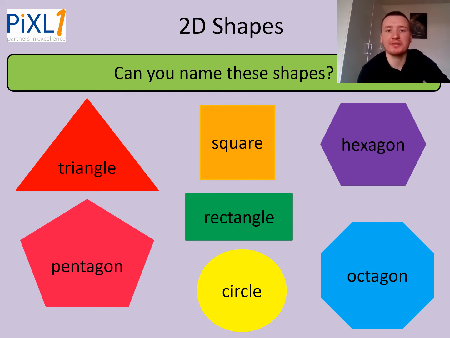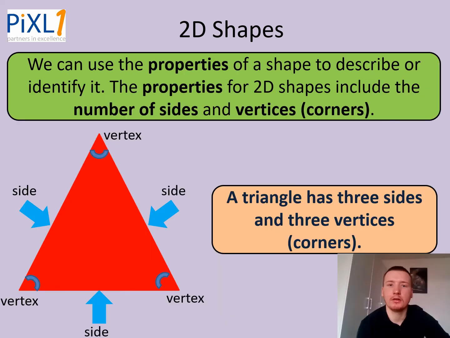Now, an octopus has 8 tentacles, so an octagon has 8 sides. It's an easy way to remember whenever you get into a test, so well done if you got that answer correct. Give yourself a pat on the back. So we have introduced all the shapes that we're going to be looking at that are 2D shapes.